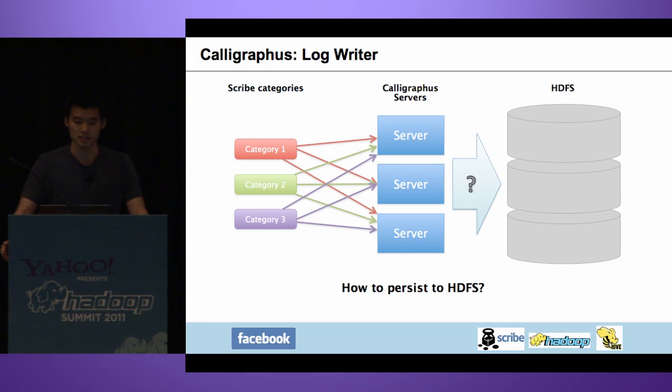The second requirement is that each category must be written to its own stream, so that obviously we don't get categories colliding with each other. And the last thing is that each Calligraphus writer must be writing its own stream; 2 writers should not share the same stream, for obvious reasons.